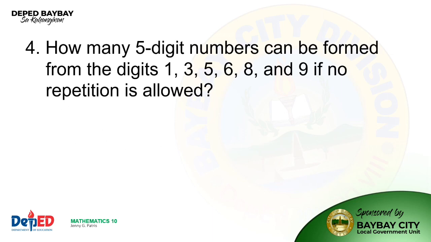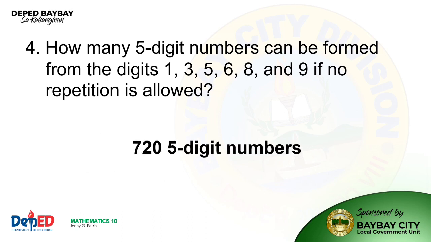Number 4. How many 5-digit numbers can be formed from the digits 1, 3, 5, 6, 8, and 9 if no repetition is allowed? You are given a few seconds to answer. If your answer is 720, then you are correct.